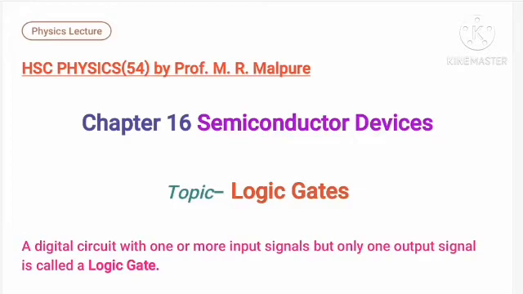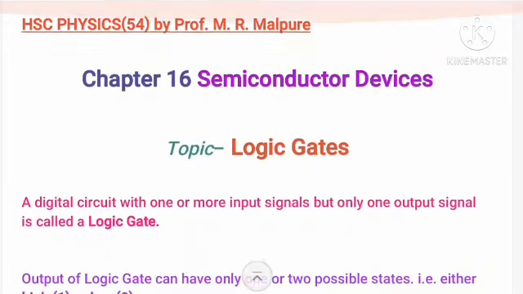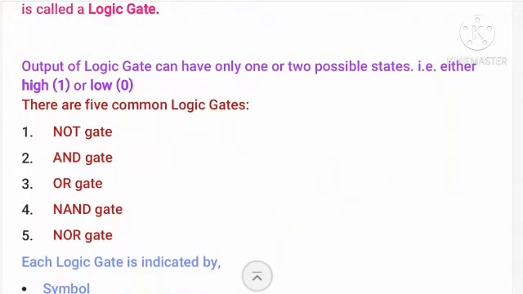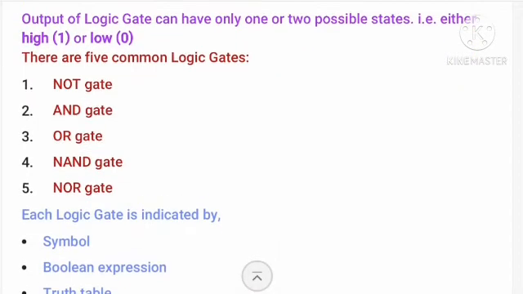So what is a logic gate? It is nothing but a digital circuit with one or more input signals but only one output signal. So this is your logic gate. There are different types of logic gates we are going to study in today's article. We will see more information regarding logic gates like this.